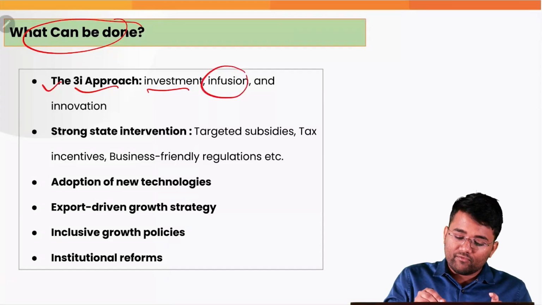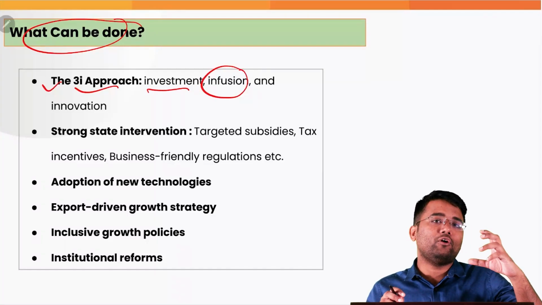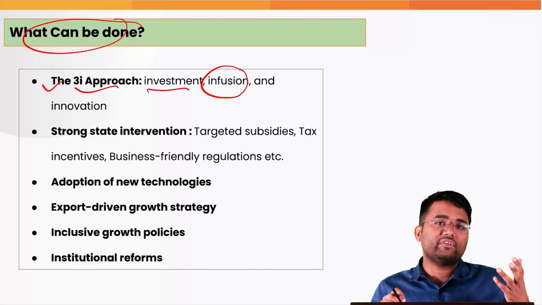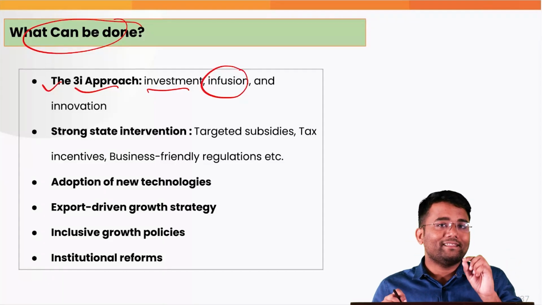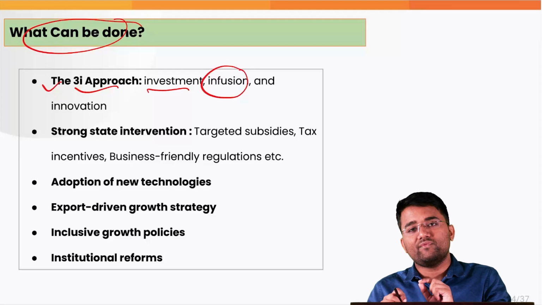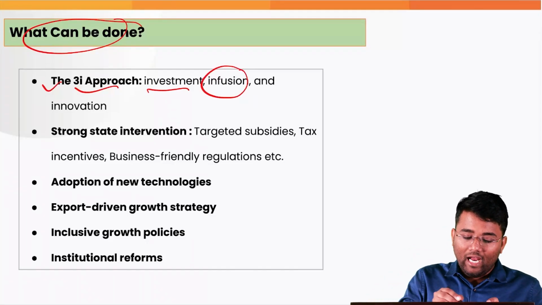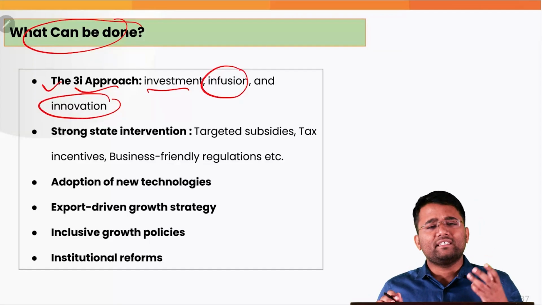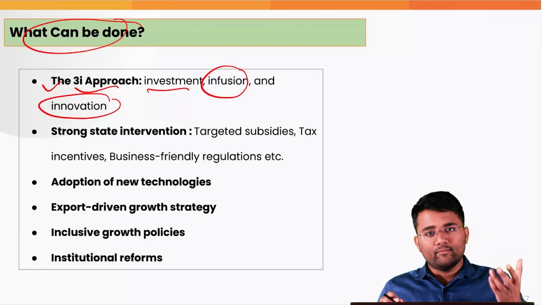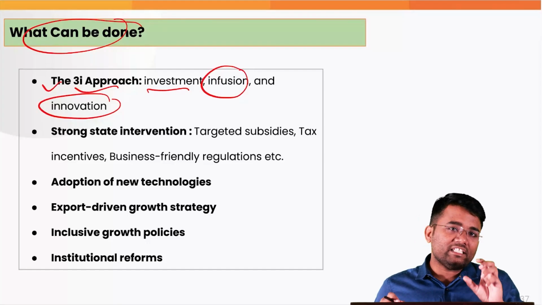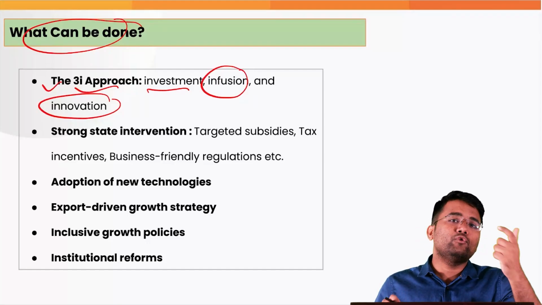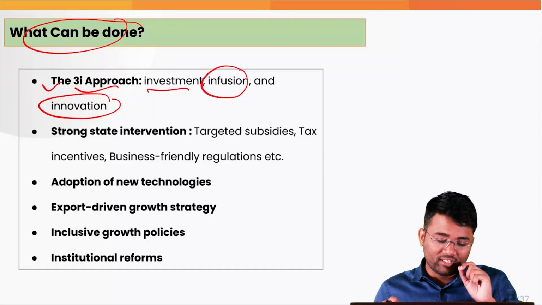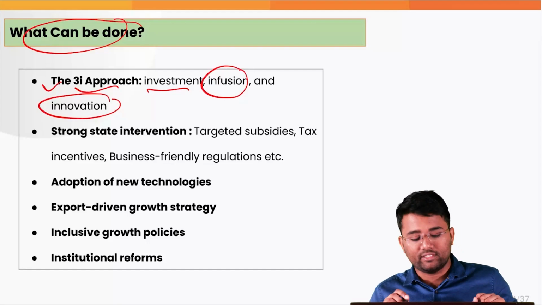Then also we need infusion, where there is technology transfer happening. More and more improved, 21st century technology is being used, which can also improve the efficiency and the productivity in the economy. And we have to focus on innovation, because we have to understand the resources, whether it is land resources or the demography that we have. Until and unless we utilize that to its full potential, it would be very difficult for us to come out of this middle income trap. And for that, investment, infusion as well as innovation is required.